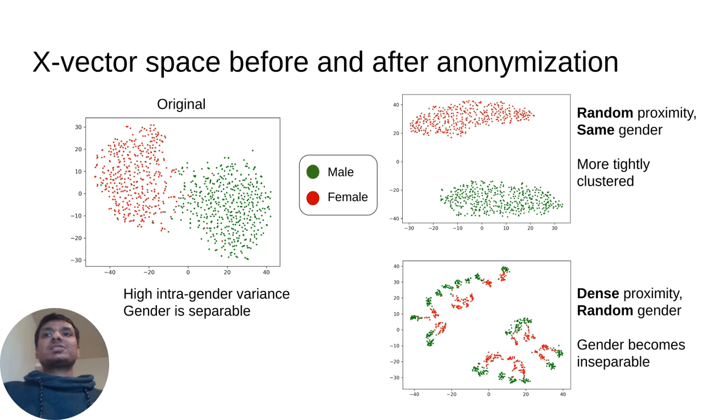desirable from an anonymization perspective. If you look at the second plot, you will notice that it is dense proximity and random gender, and now the genders are inseparable. That may be the reason why dense proximity and random gender perform better than the rest of the design choices.